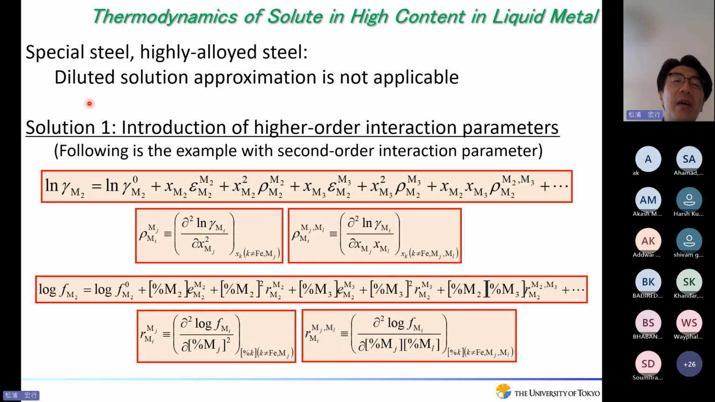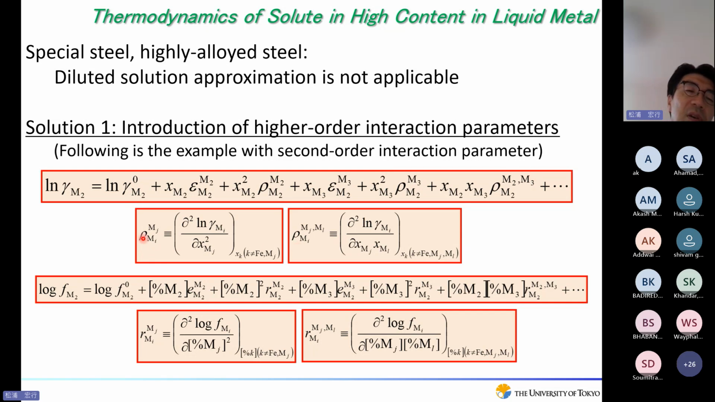So if the dilute solution approximation is a little bit questionable, you need to introduce some other things. First one is the higher order interaction parameters. This is similar to the case of the previous interaction parameters introduction, but you need to introduce the second order or third order. It's quite rare, but sometimes you can see the third order. But anyway, mathematically, this is possible, just to introduce the second order parameters like this.